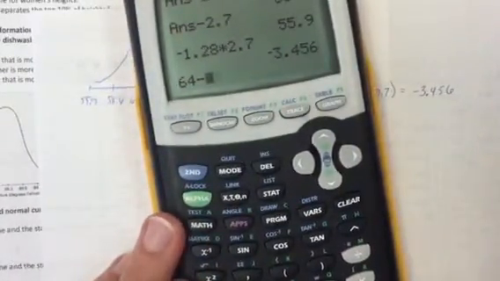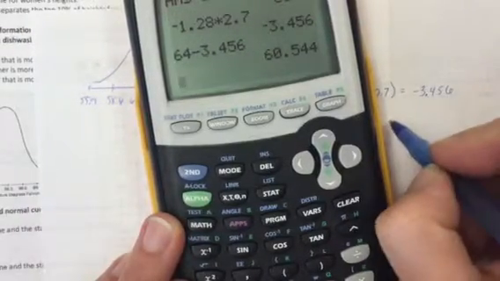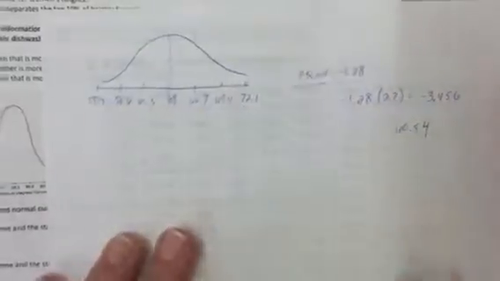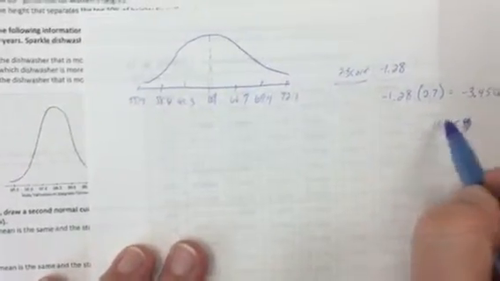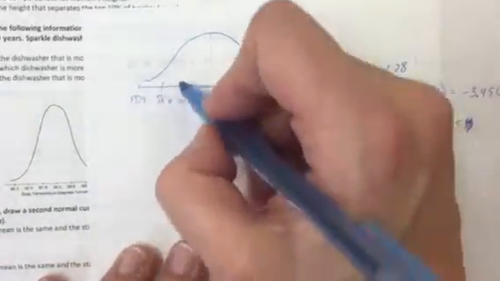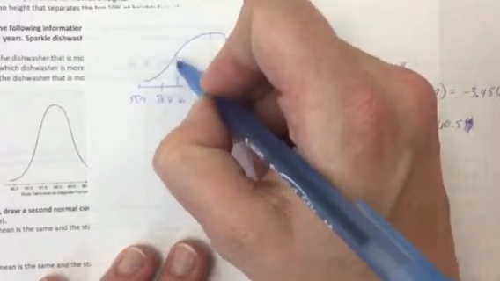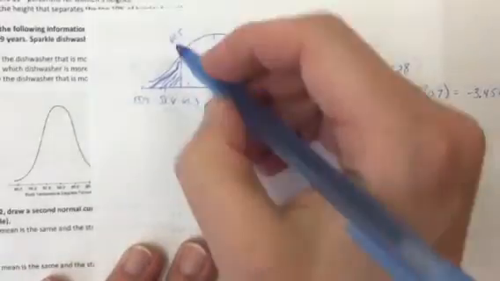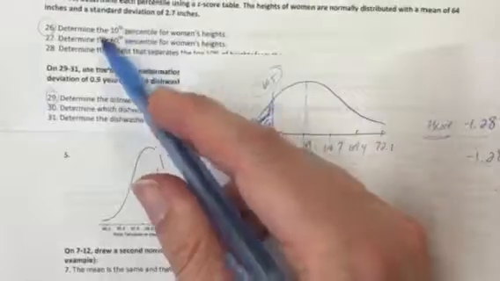So now I just need to go down that far. 64 minus 3.456 is 60.54, and I'll just stop there. So really, this is all rounded to the nearest 10th, so we'll just say 60.5. So 60.5, right around here, this is about the 10th percentile, right here at 60.5. All right. Okay, you do 27 and 28 on your own.